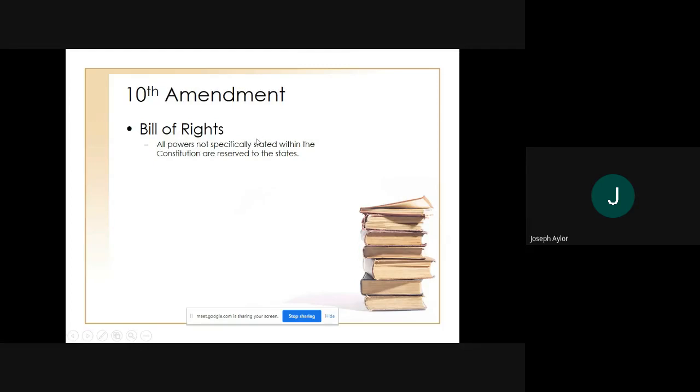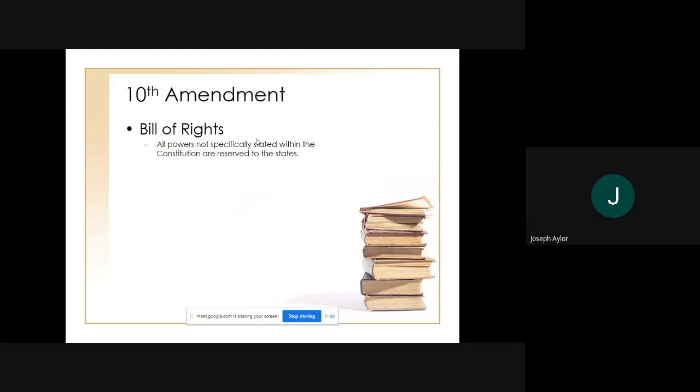The 10th Amendment is important, especially when we talk about federalism in the next chapter, because it's the clauses that you just saw within the Constitution combating with the 10th Amendment for power between the states and the federal government. The 10th Amendment states that all powers not specifically stated within the Constitution are reserved to the states. So someone that is a fan of the rights of states making their own decisions is going to look at things like public education, healthcare, elections, all of these different things that are not stated within the bounds of the Constitution. According to the 10th Amendment, those would be reserved to the states.